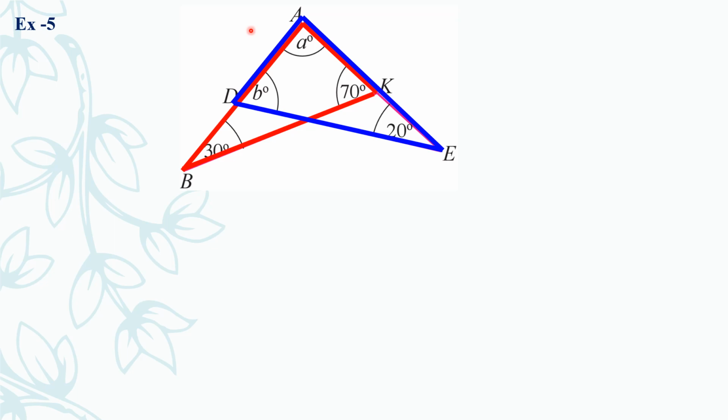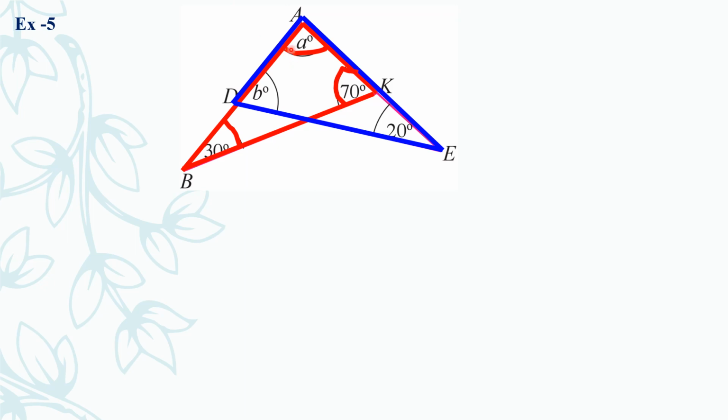Now we identify two triangles, the red one and the blue one. But the next question is, from which triangle should we start? From the blue one or from the red one?